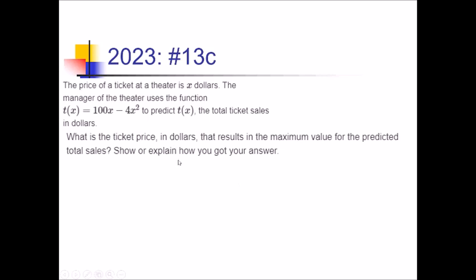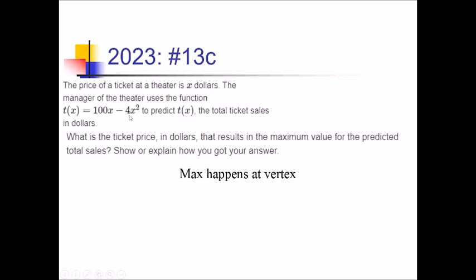What's going to help us here is that we know this is a parabola. It's a quadratic. And we know that the maximum value on a quadratic happens where that thing turns around, at the vertex. So if we can figure out where the vertex of this parabola is, that will tell us where the maximum value is.